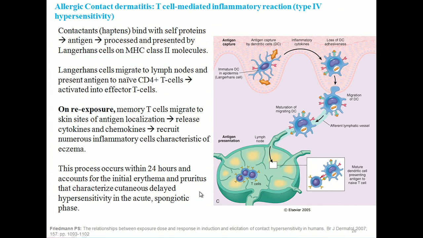In terms of the mechanism, it's a type 4 hypersensitivity reaction in which contactants act as haptens. They bind to self-proteins, rendering them antigenic, at which point they'll be processed and presented to Langerhans cells on MHC class II molecules. These Langerhans cells will then leave the skin and migrate to the lymph nodes, where they'll present the antigen to naive CD4 positive T cells, which will then become activated into effector T cells as well as memory T cells. Then on re-exposure, memory T cells will migrate to the skin of antigen localization, release cytokines and chemokines, and recruit other numerous inflammatory cells that are characteristic of eczema.